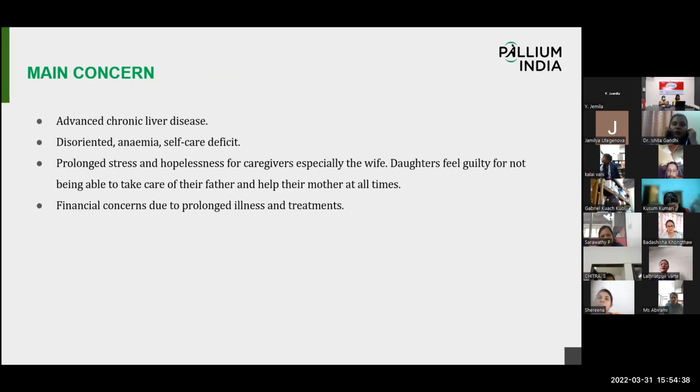Main concern, advanced chronic liver disease. He was disoriented, with anemia and self-care deficit, and there is prolonged stress and hopelessness for caregivers, especially the wife. Daughters feel guilty for not being able to take care of their father and help their mother at all times. Financial concerns due to prolonged illness and treatments.